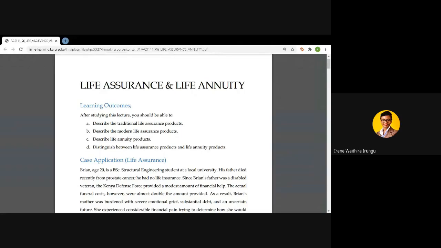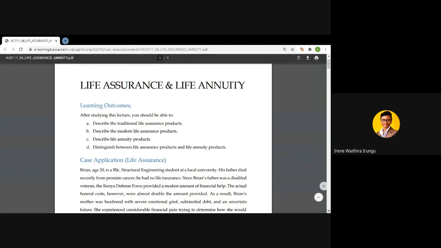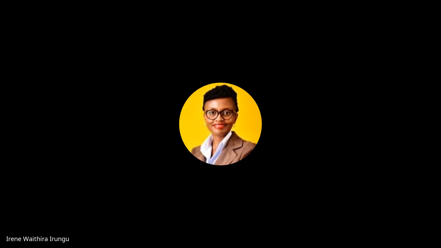So similar to our previous topics, I have begun with the case applications of two things, that is the life assurance and the life annuities. And this is simply to help us appreciate the context of what we are learning and how it can be applied in real life. So for the case application, I will read it word for word.